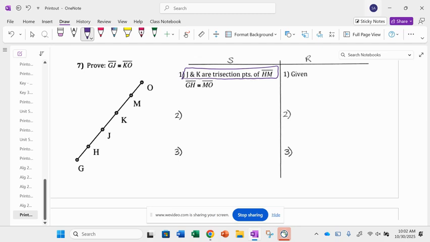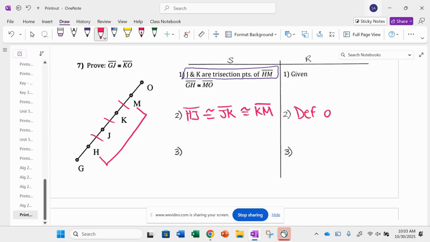Okay, so we said we're trisecting H to M. So that means from H to M, I need 3 segments. 1, 2, 3. Has it been written down that those 3 parts are equal? No, so we have to now write that down in statement 2. We're going to say that HJ is congruent to JK, which is congruent to KM. Any guesses on the reason here? Any guesses, Caitlin? Yep, def of trisect.